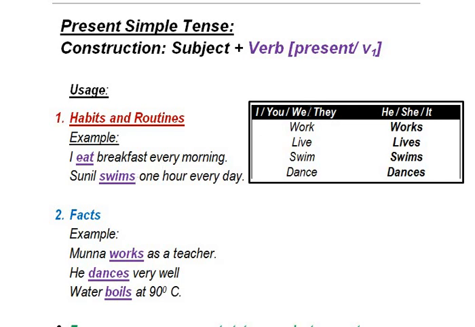And if the subject is either I, you, we, or they, then it will take the verb like work, live, swim, dance, like that. Suppose if the subject is either he or she or it, then the alternative first form will come. That means works, lives, swims, dances. That means we have to add s to the main verb.